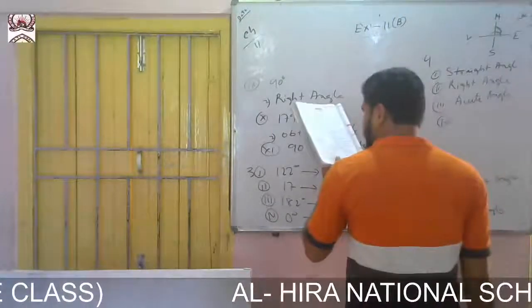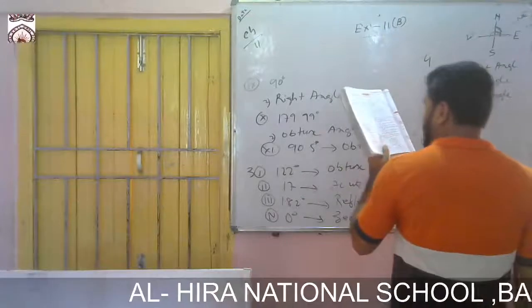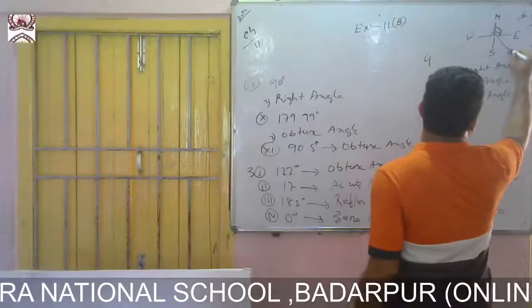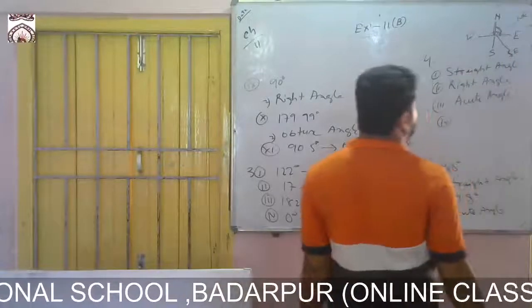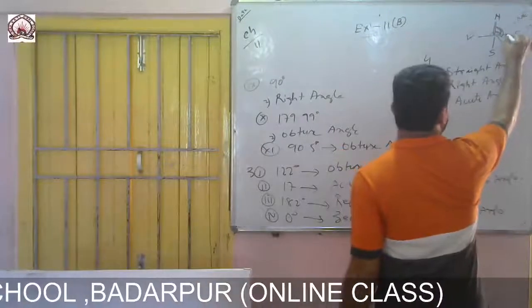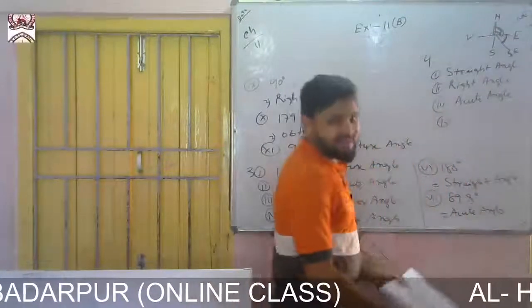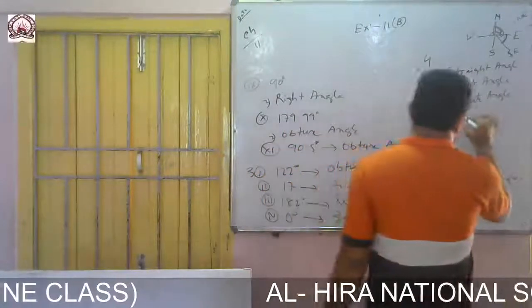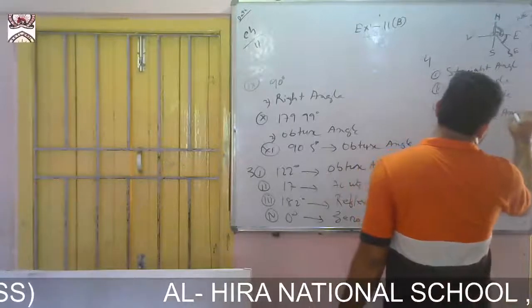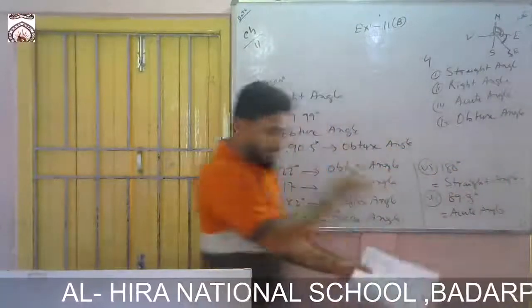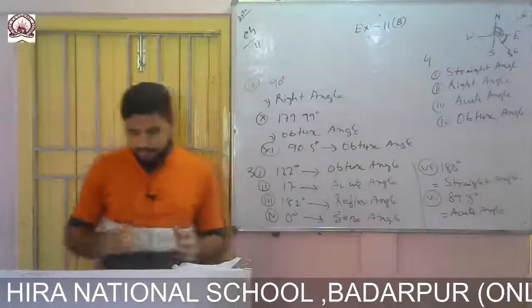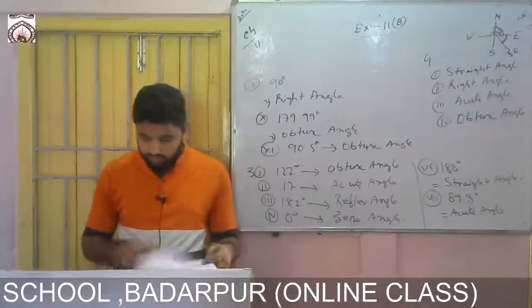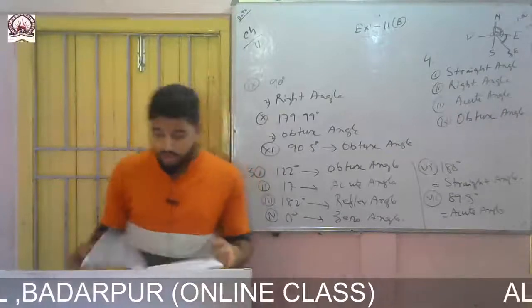Question number 4. North to southeast. North to south means 90 degrees, and then plus this portion, so it will be more than 90 degrees. So it is greater than 90 degrees. That is an obtuse angle.